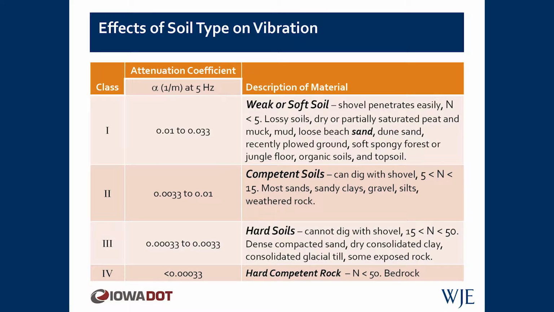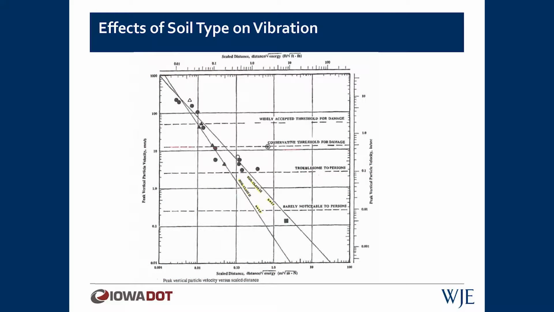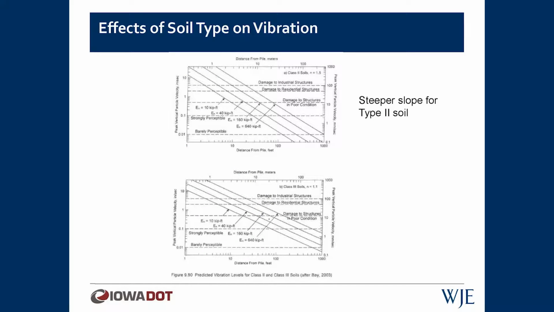and would transmit the low frequency vibrations better. This is just an indication from that document that actually talked about the attenuation coefficients, showing basically that the class 3 soil, the harder rock, or harder, more competent soil, has a lower attenuation rate than a class 2 soil. It's just an illustration comparing the attenuation rates between two different types of soils.